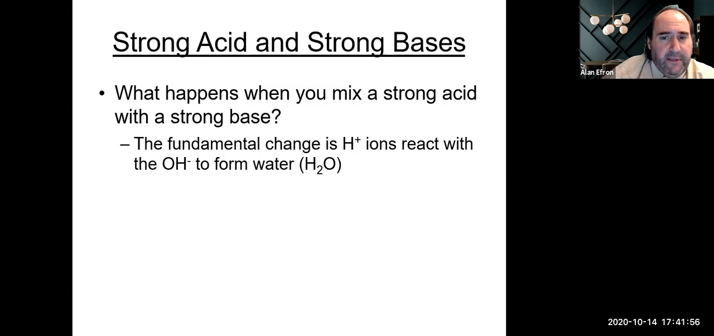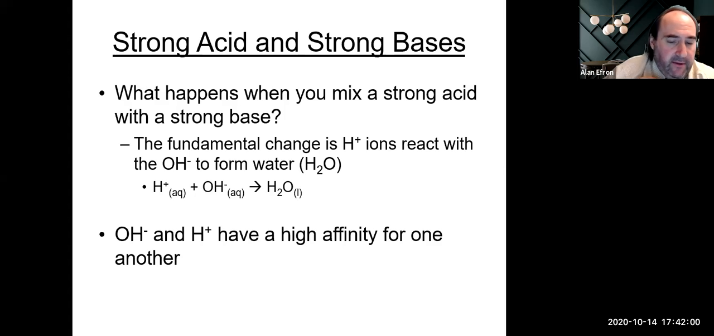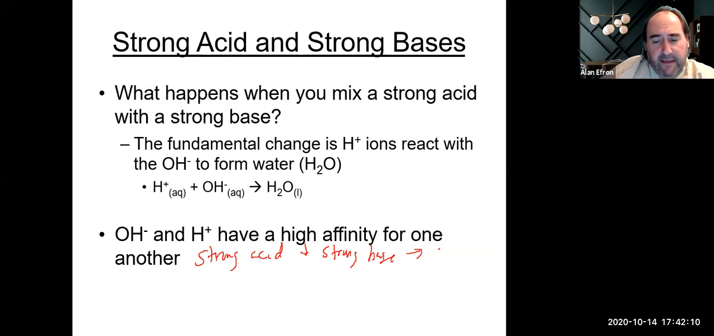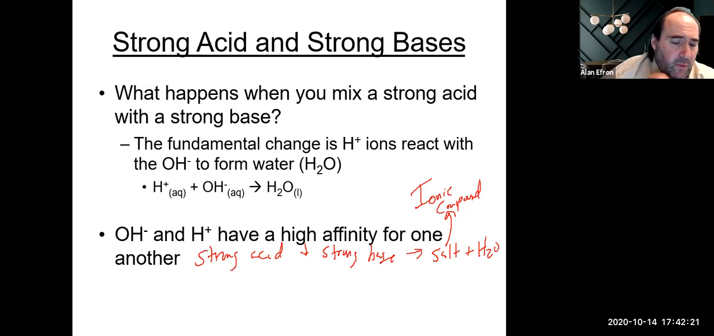So what happens when we react a strong acid and a strong base together? Whenever we react a strong acid plus a strong base, we always get the same thing. We always get basically a salt plus water. A salt is an ionic compound. And H2O obviously is water.